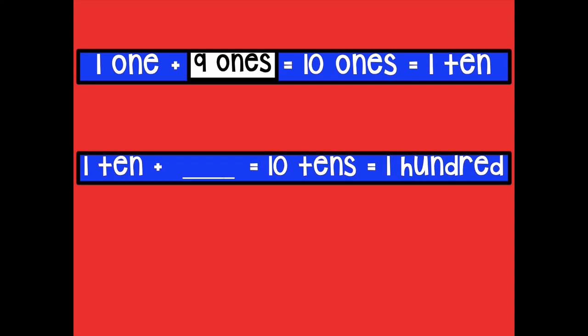Perfect. All right, how about this one? 1 ten plus how many tens equal 10 tens, which equals 100? That's 9 tens, right? So 1 ten plus 9 tens equals 10 tens, which equals 100.